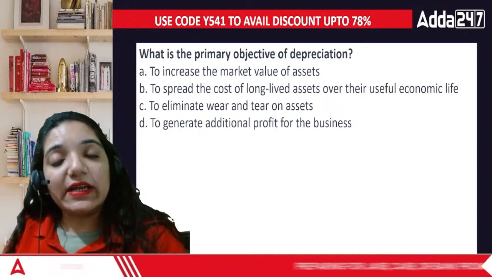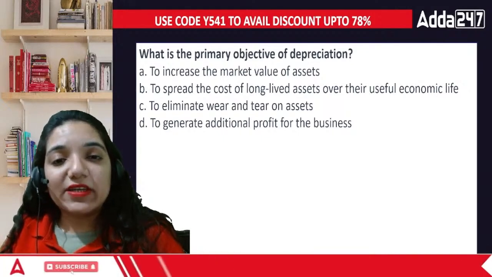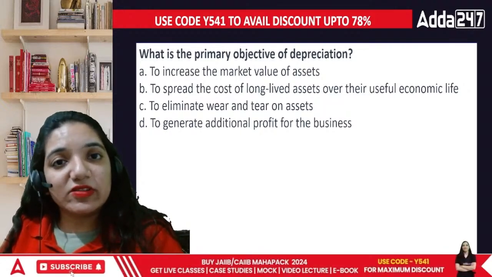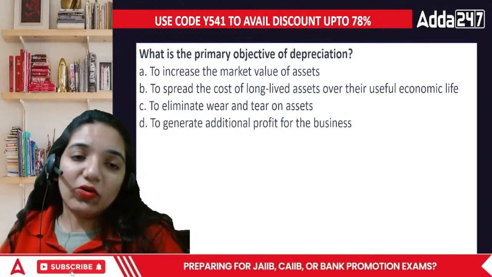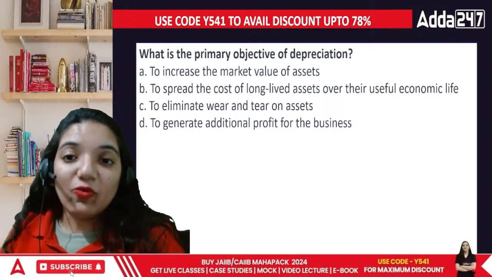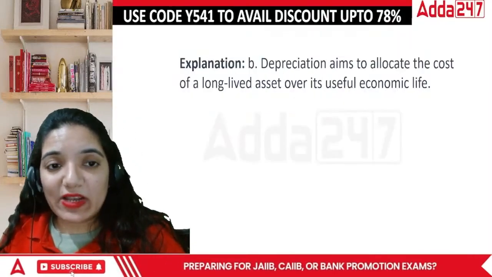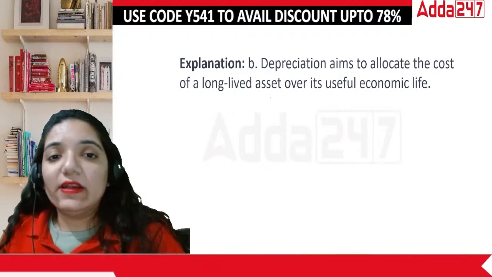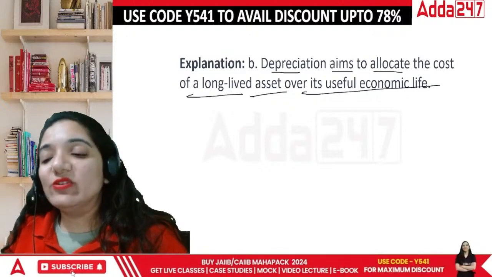The primary objective of depreciation is definitely to record that we are using something in the business, and obviously if we're using it every single day, its value is declining. So the value decline has to be recorded properly. So technically in this case, it is to spread out the cost of a long-lived asset over its useful life. Depreciation aims to allocate the cost of a long-lived asset over its useful life.